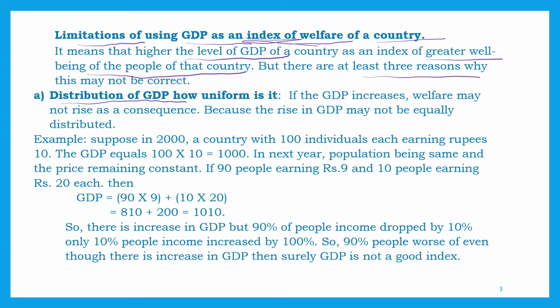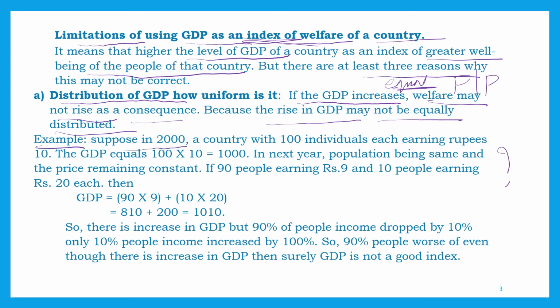If GDP is distributed equally, there is no problem. If it is distributed equally among the factors of production, then yes, GDP is a good indicator. But if it is not distributed equally, then there is a problem. Then we can conclude that GDP is not a good index. Here you can see, if GDP increases, welfare may not rise as a consequence, because the rise in GDP may not be equally distributed. To understand this properly, let us take an example.